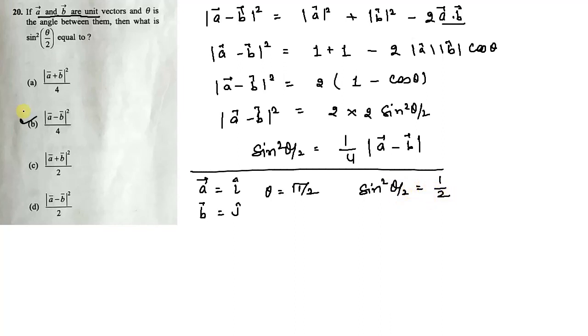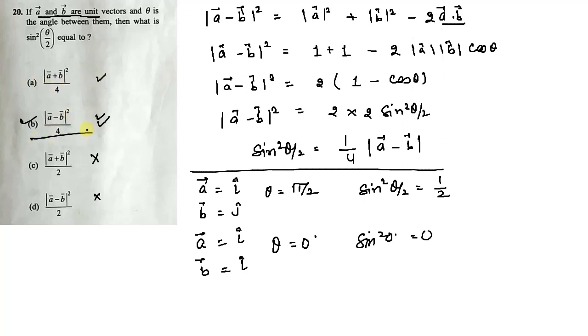Now putting all these values in the options, we can say our answer should be option first or option second. Options C and D should be cancelled out. Now again, taking a vector equal to i cap and b vector also i cap, in this situation the angle between these two vectors is 0 degrees, and sine square 0 should be 0. When we substitute these two values in the options, option number B satisfies all these conditions and option number A should be cancelled out. So our answer should be option number B.